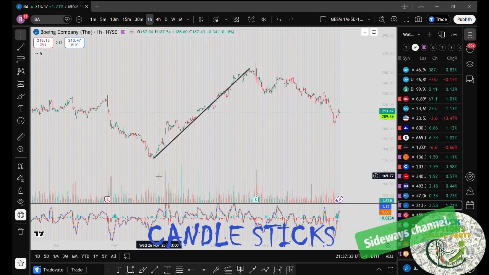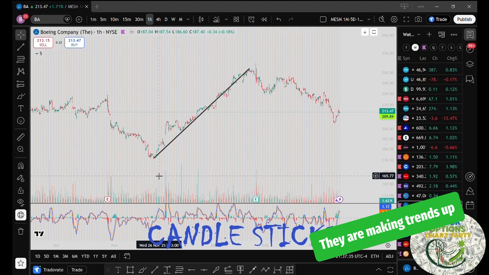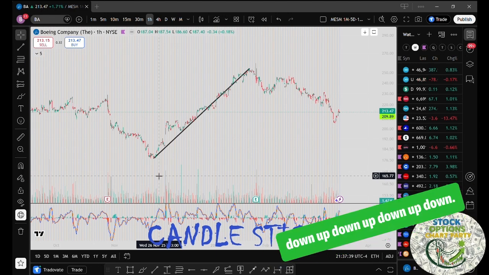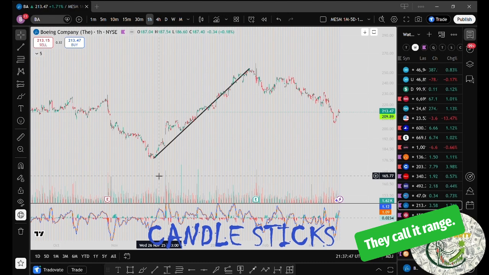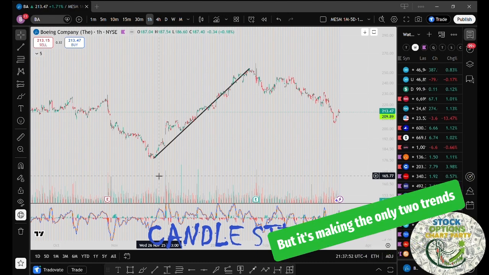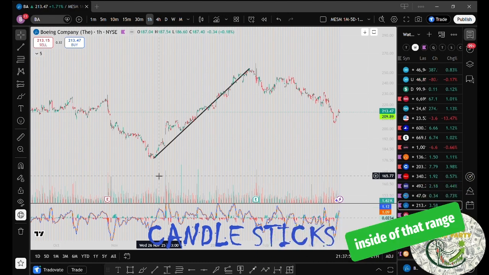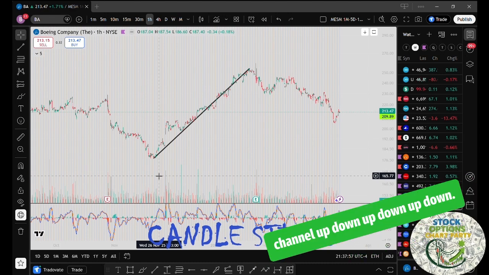Inside of that sideways channel, they are making trends. Up, down, up, down, up, down, up, down. Remember, we did that inside of a channel. They call it range, but it's making only two trends inside of that range channel. Up, down, up, down, up, down. But the market only does that.